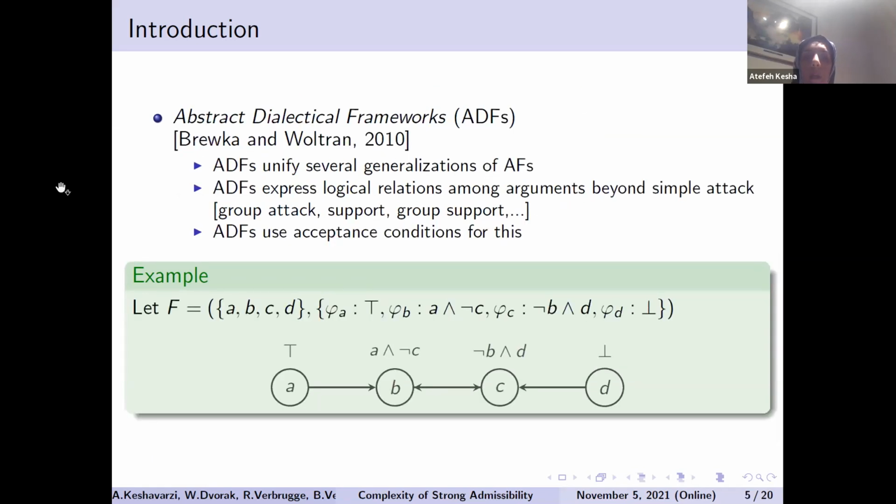Although AFs are widely used and studied, they have a limitation: it is not possible to present any further type of links between arguments. Therefore, a number of generalizations have been introduced for AFs. One powerful generalization of AFs is called abstract dialectical frameworks, introduced by Brewka and Woltran. ADFs unify several generalizations of AFs, and it's possible to present different types of links between arguments beyond simple attack. This is done by just adding a propositional formula to each argument. However, this further flexibility comes with the cost of further computational complexity for ADFs.